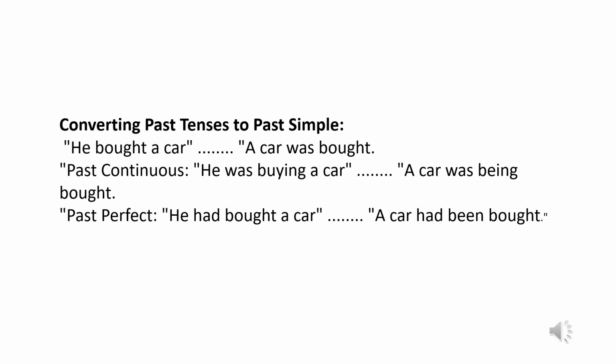Another example we can take is he bought a car, which means a car was bought. This is a simple sentence. In past continuous, the sentence will be he was buying a car, which we have to convert as a car was being bought. In past perfect, he had bought a car, converted as a car had been bought.